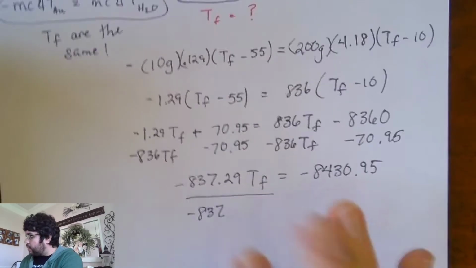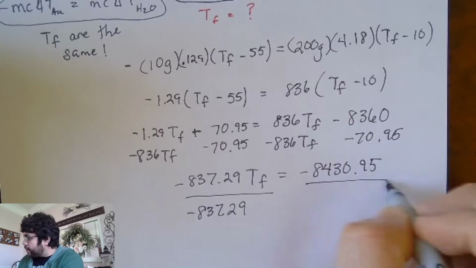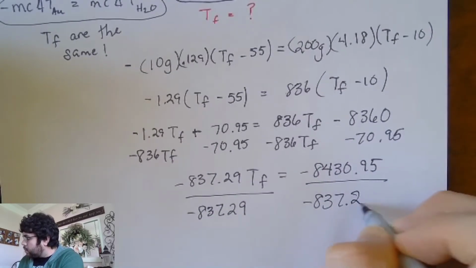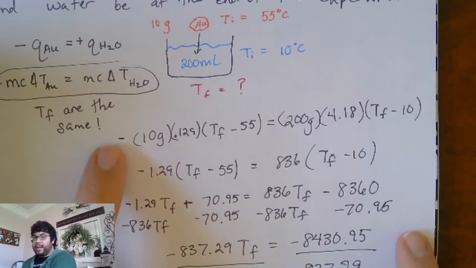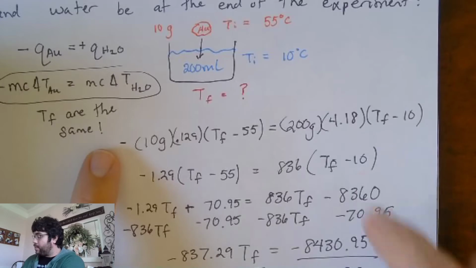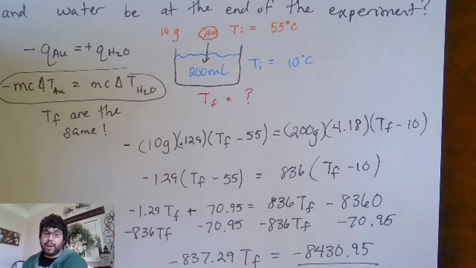And then go ahead and divide both sides by negative 837.29. You can see the negatives will cancel out. If you didn't put a negative here at the very beginning with the MC delta T for the gold, that would mess up the whole math. That would actually mess up everything, and you would get a number that doesn't make sense. I'm not sure off the top of my head what it would be, but when students forget the negatives, they'll get really weird answers sometimes, and then they'll put that on the test, and I always laugh.